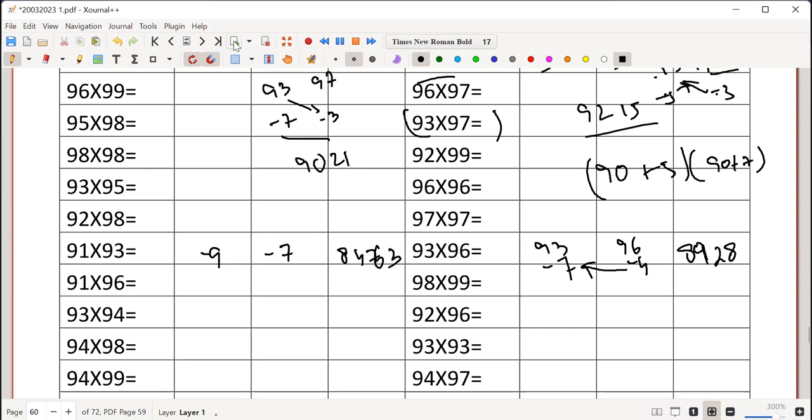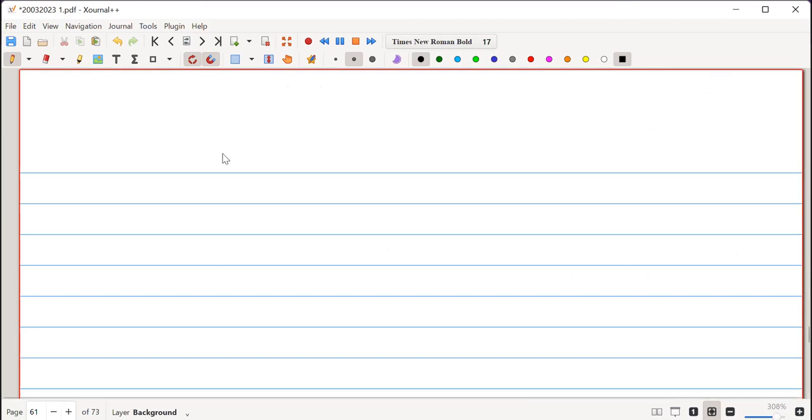And there are some problems. When you identify the pattern, you can easily get it. If I'm asking for 78 into 80, 80 minus 2, 80 plus 2.